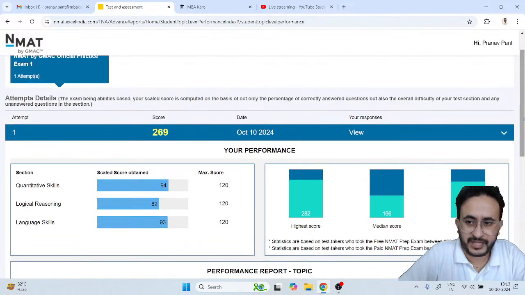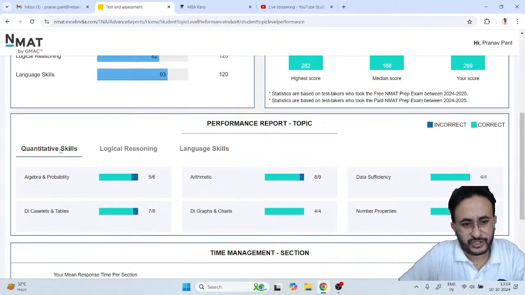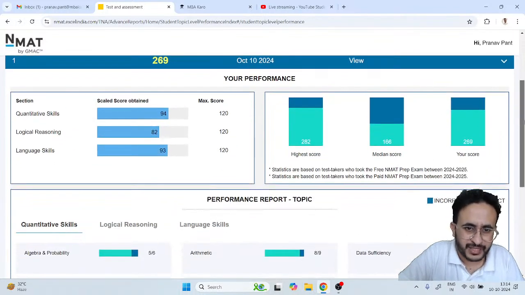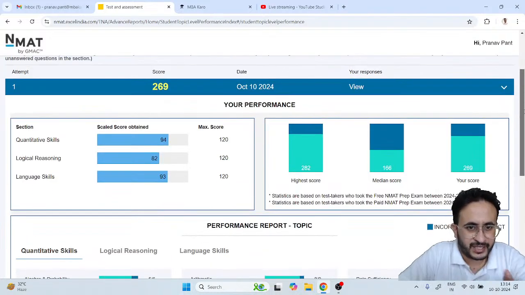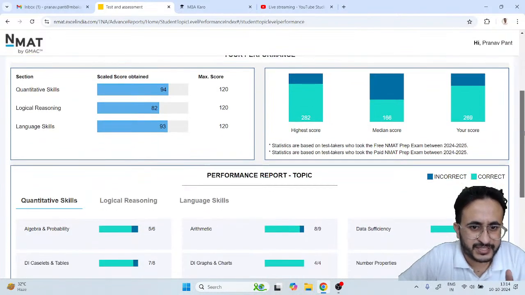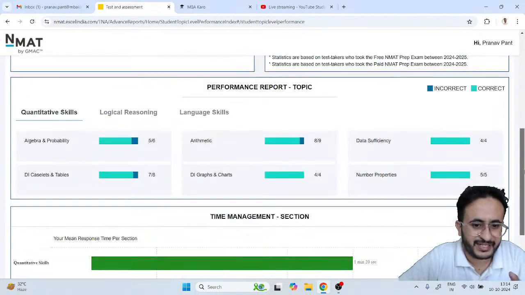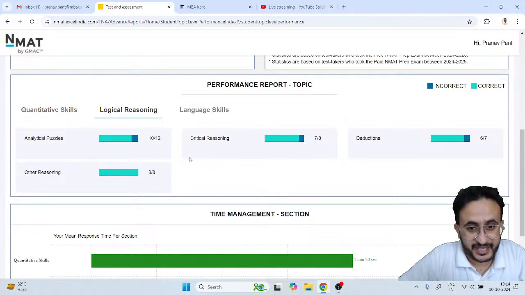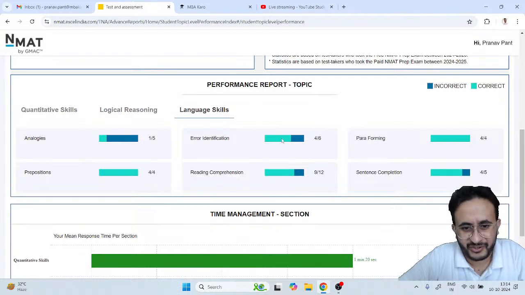Okay, so quant I managed to do very well. In fact, the score I've got this time is quite low. I was anticipating that 280 to 290 should have been the score, because I did only 3 mistakes in quant and I completed the entire paper. Only 4 mistakes in reasoning, and in English there are a lot of mistakes.